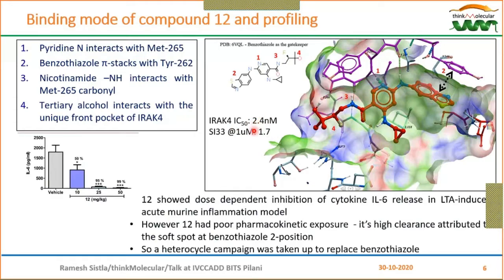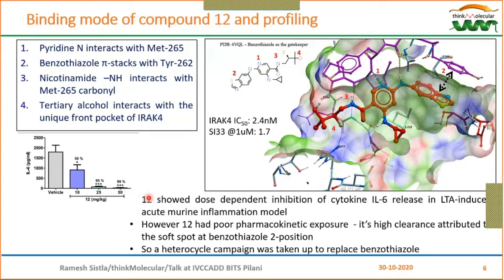So what was wrong with this? This compound even gave us the proof of concept in an animal model, the murine inflammation model. We were actually working in a neurology program here, so we had the LPS-induced acute murine inflammation model. This compound showed dose-dependent inhibition of IL-6 release. IRAK4 inhibition is connected to IL-6 release, so upon IRAK4 inhibition, we should see less release of the IL-6 cytokine. The drug satisfied our goal, with doses from 10 to 250 mg per kg showing dose-dependent inhibition of IL-6 release.